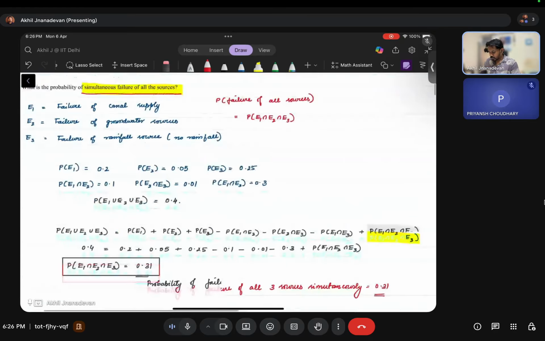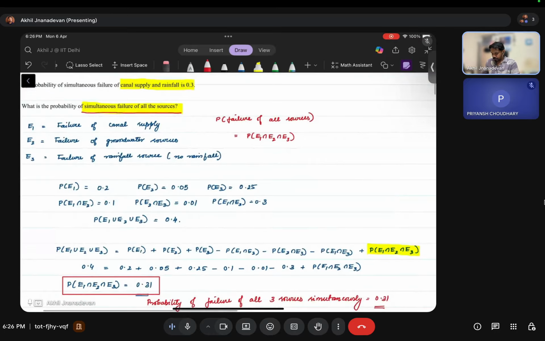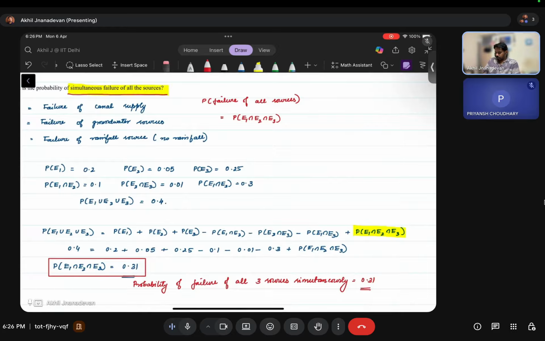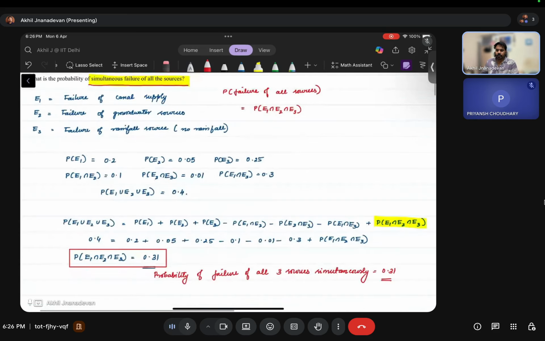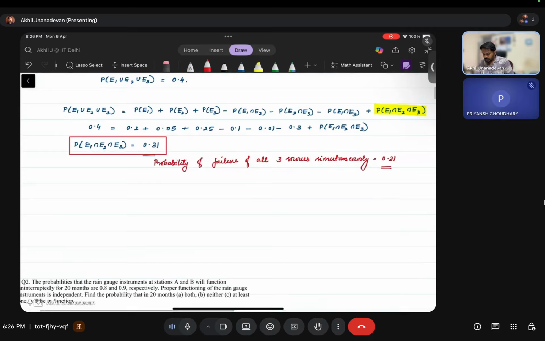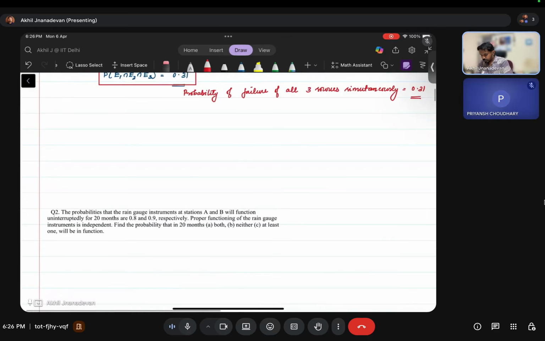The only thing we need to understand is the total probability formula: probability of E1 union E2 union E3 is equal to E1 plus E2 plus E3 minus the intersections of two failures occurring. While we subtract these intersections, we subtract the total intersection of all three twice, so we need to add that, right? That is the equation that you need to remember. Or if you could draw the Venn diagram, then it will be clear to you. Next we can move on to the second question.